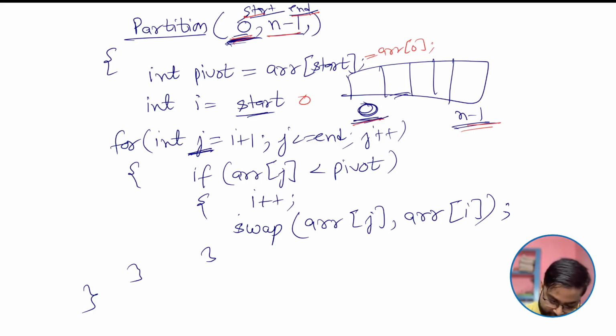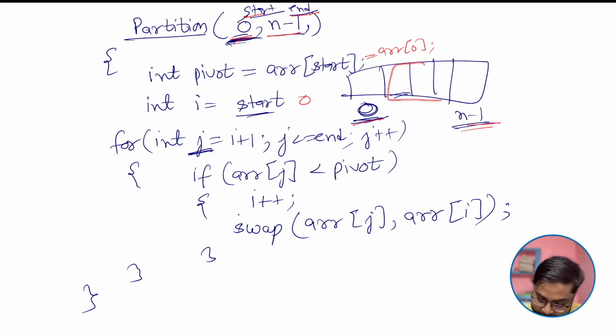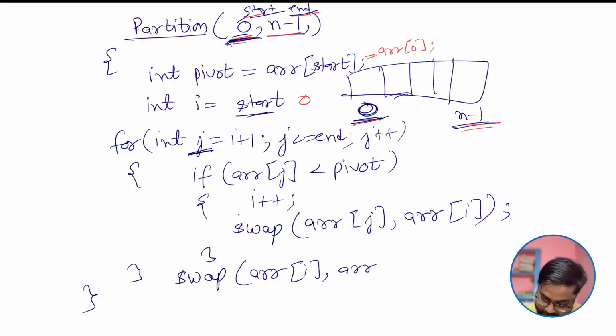This whole loop will keep on putting the elements less than my pivot element in one bunch, at one end. So at the end, I will be the correct position for our pivot element. After running this for loop, I will swap my array of I with my start index, because the start index contains the pivot element, right?